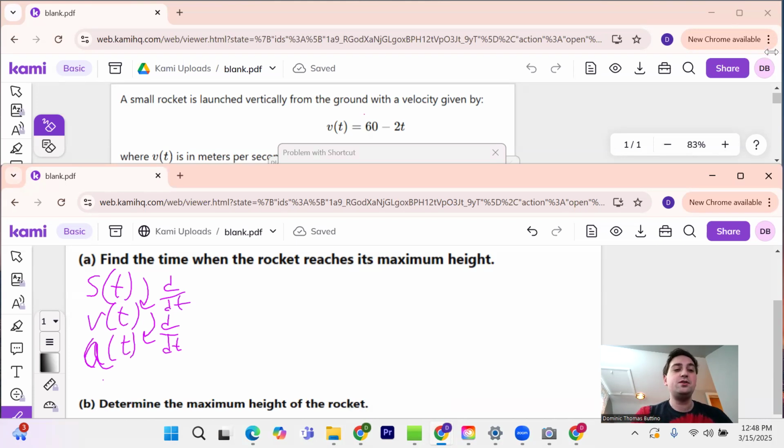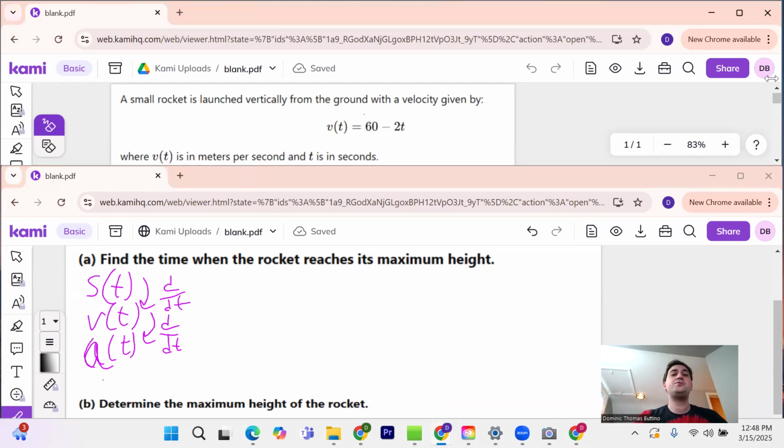So what you should remember is what is true about the rocket when it's at its maximum height. Think about the rocket going up. It goes up like this, hits up here. At its maximum height, how fast is it going? 0, right? 0 meters per second. And then it goes back down. What function do they give us? v of t equals 60 minus 2t. That's the velocity function, but we want the velocity to be 0.